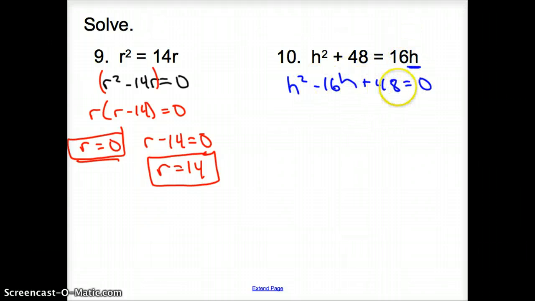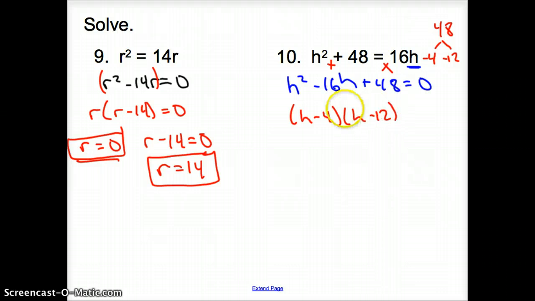Now we want to factor right here. What multiplies to 48 and adds up to a negative 16? Well, multiples of 48 are 4 and 12. When you add them together, they'll be 16. But it's a negative 16, so what kind of number should they be? Let's make them both negative, because negative times negative is a positive. They will add up to a negative 16. So we throw them in. It's going to be h minus 4 and h minus 12. That equals 0. Set both factors equal to 0.